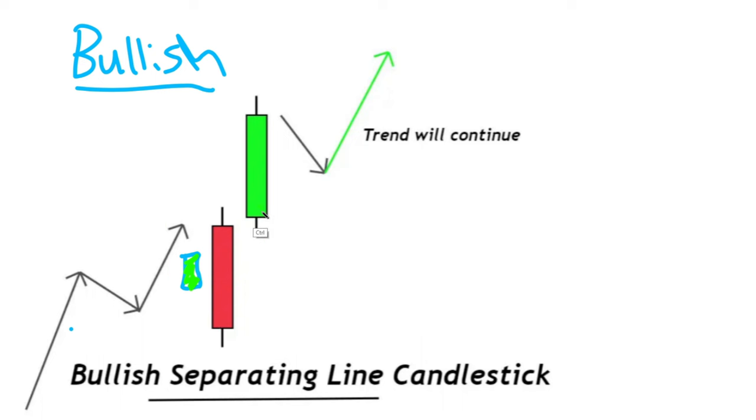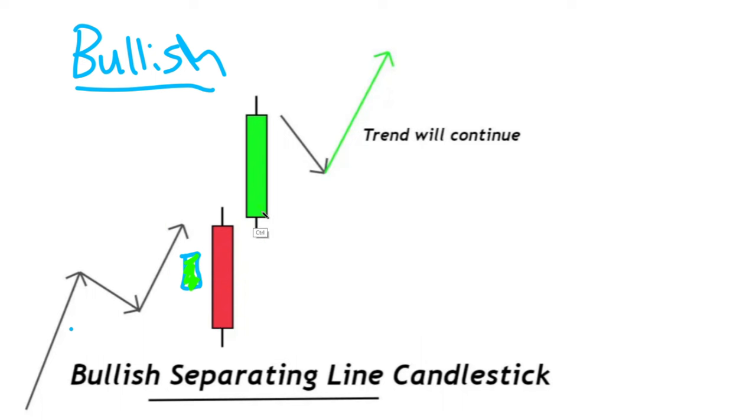Another thing we want to see is that we want the green candle to close above the 50% mark of the real body of the red one. The reason we want to see this is because this third candle needs to be a strong momentum candle. Now let's take a look at a real life example of this pattern.